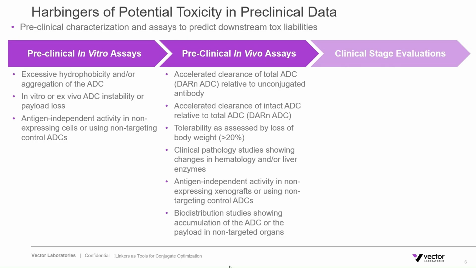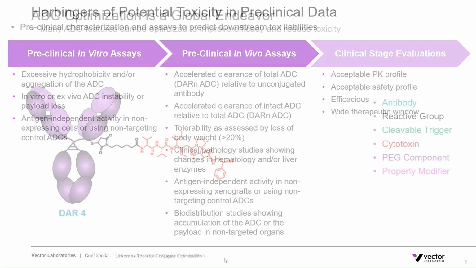And biodistribution studies showing accumulation of the ADC or the free payload in non-targeted tissues can suggest toxicity to those non-targeted tissues. So this webinar will present examples where PEG-containing linker payloads have improved assay performance in one or more of these assays. And ideally, the more boxes that can be checked, the lower the risk of insurmountable tox issues later on in clinical development. I wish I could give you a guarantee, but I can't. It's just more about minimizing risk.